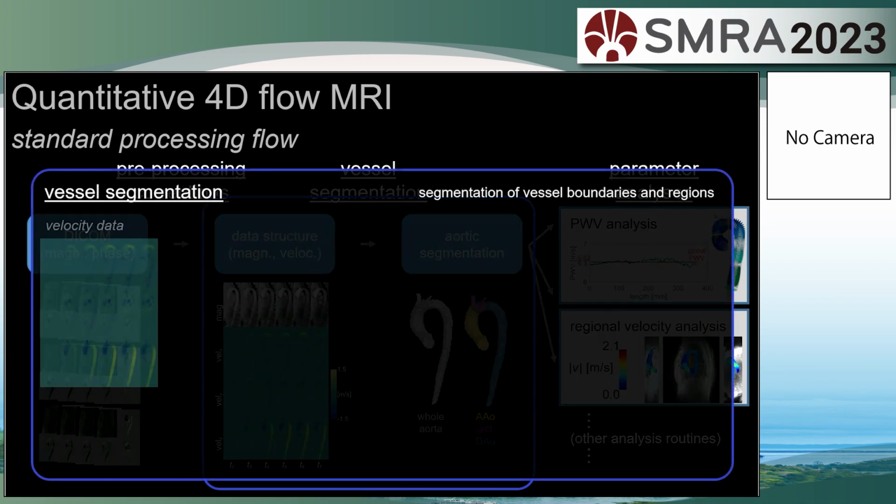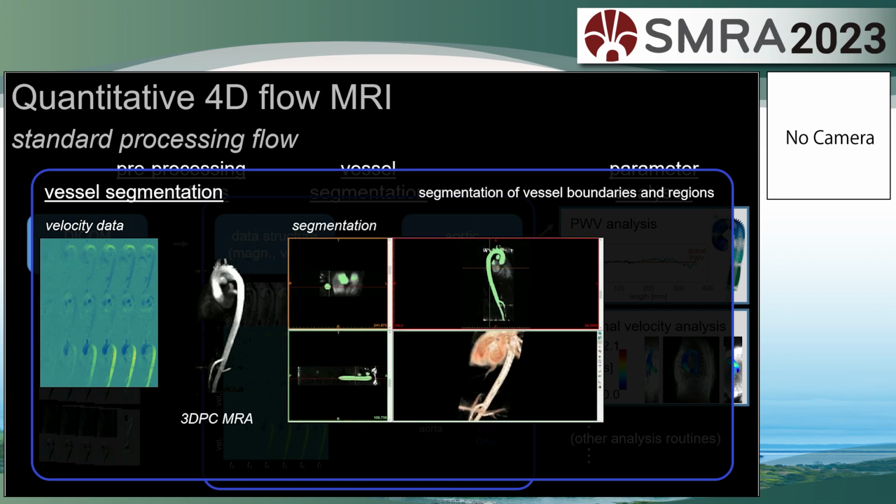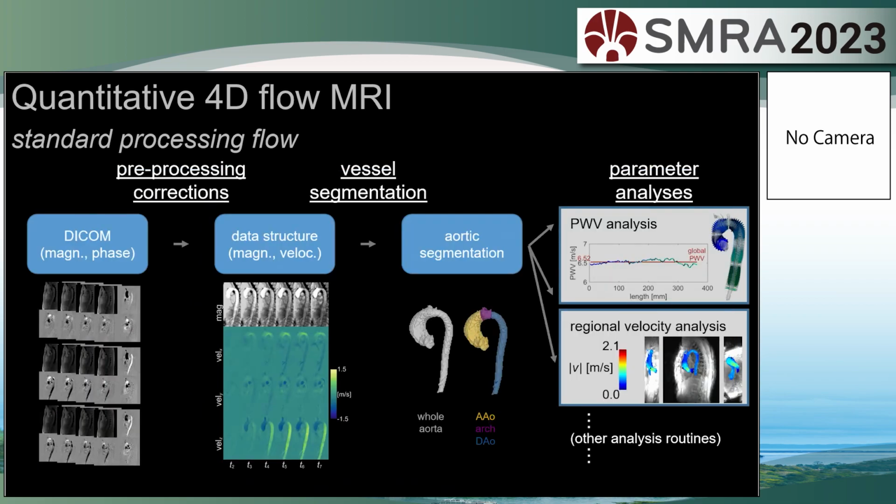In terms of segmenting the vessel, then we have our velocity data. We could perhaps generate a phase contrast MRA. That's a pretty good start, but we then have to load that into another program. We have to remove the regions that we're not interested in, make sure that we've included everything that we are interested in, and then finally delineate the subregions of the vessel that we're interested in. So overall, that's quite time consuming.